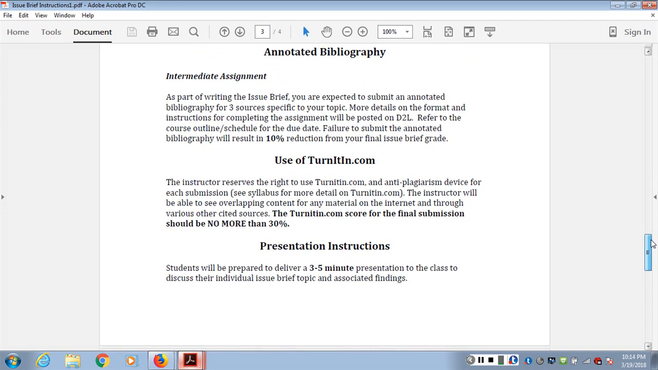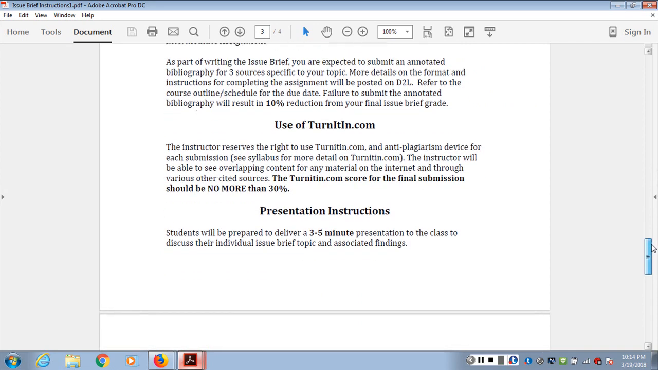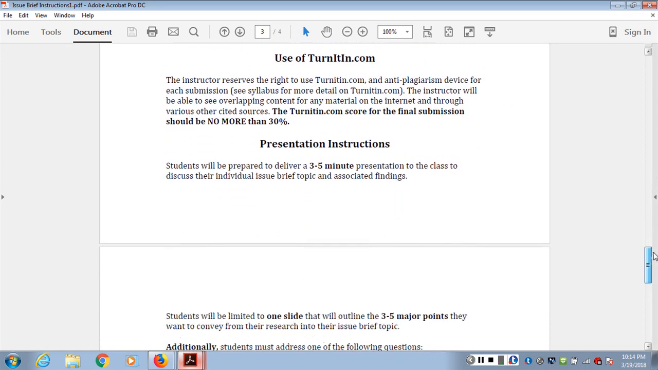The next piece of information is in regards to your annotated bibliography. Since you guys are working on that, that's due this coming week, so we'll skip over that. I just want to remind you that I do use turnitin.com for your issue briefs, and I'm looking for no more than a 30% return rate on turnitin.com.